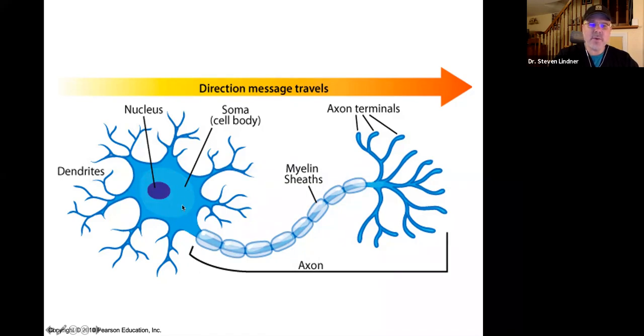Then the soma or the cell body processes it and sends the information away through the axon. So just remember the A in axon for away, A and away. So information comes to the cell body or soma through the dendrites, and then the electrical impulses move away through the axon. One of the things to pay attention to is that the axon is covered by myelin.